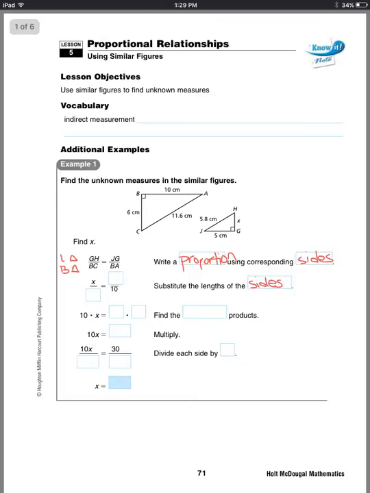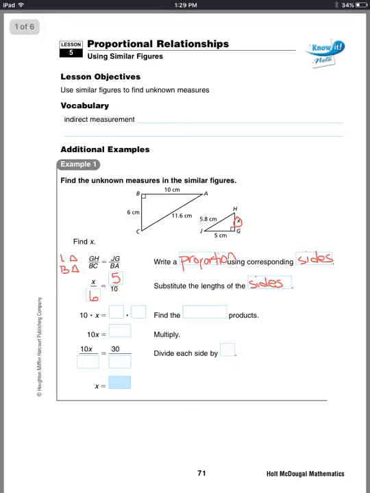So GH is x, so they put an x in there, over BC, which is 6, equals JG, which is 5, over BA, which was 10. Now, when you are solving for an unknown measure, one of your corresponding sides must contain the variable, because if it doesn't, then you can't find the unknown side.